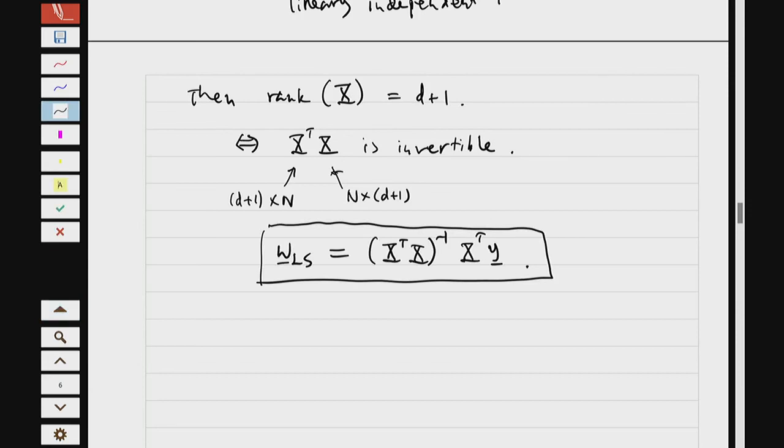By the way, in the textbook, the notation is W of LIN, like that. LIN, of course, stands for linear regression. But LS is actually more common in other books. And also later today we're going to talk about the regularized version of LS. In that case, we use RLS. So I prefer to use LS instead of the textbook's LIN.